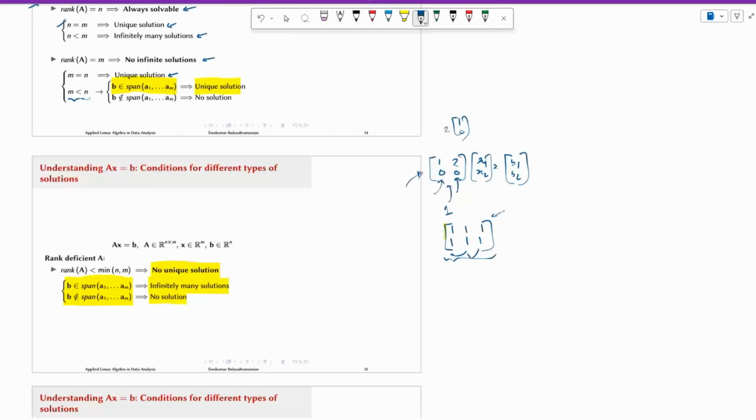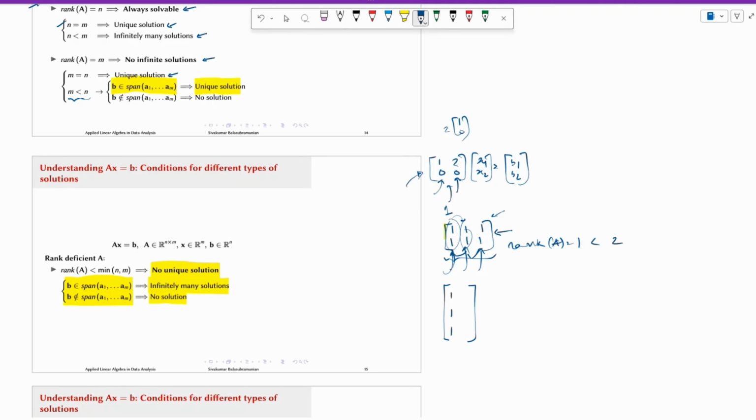What is the rank of this matrix? Essentially, how many columns can you take from this matrix to form a set so that it's linearly independent? Turns out here it's only 1, because I can represent everything else using just the first column. This has rank 1. Rank of A is 1, which is less than 2. So now you have a case where it's rank deficient.